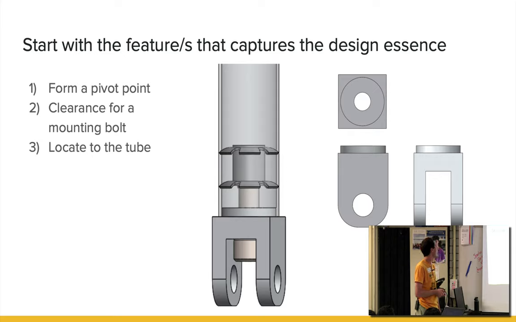Here's another example. We have this part here from our 2019 climber. We've got this tube that we wanted a rod end in. This is it in the final assembly. So we've got this piece here, and there are three different logical views you could start out with: the side, the end, or the top. Looking at the picture we have here, what are the main design functions of this piece? Anyone?